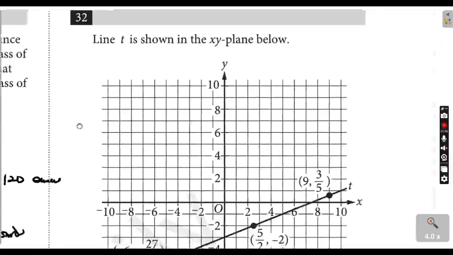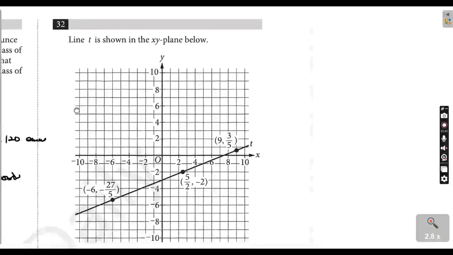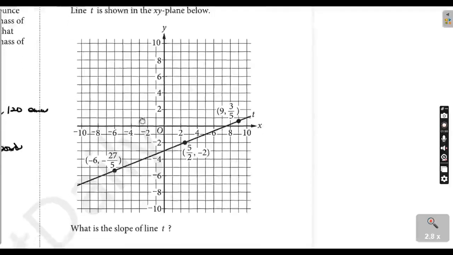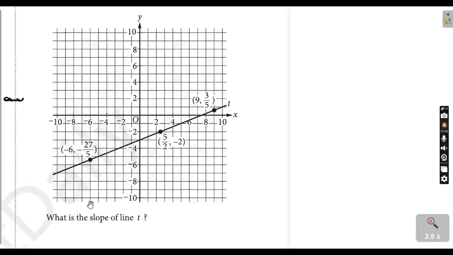All right, so let's move to question 32. Look at this graph. Line T is shown in the XY plane below. All right, so look at the graph given to us. They say, what is the slope of line T? This is line T. What is the slope?